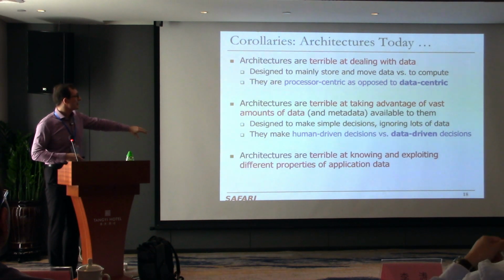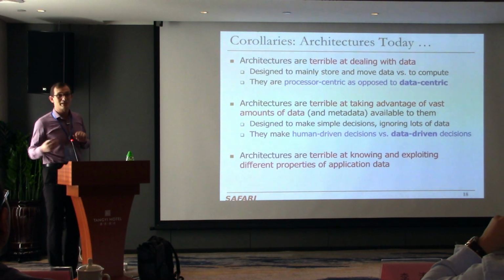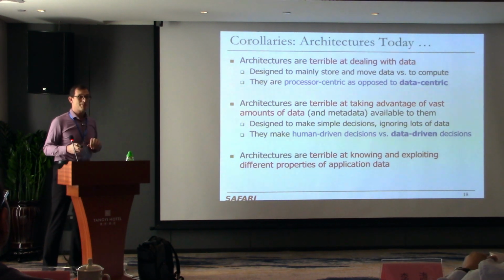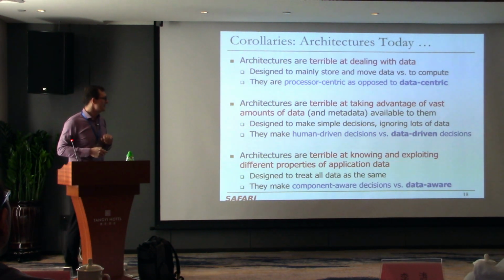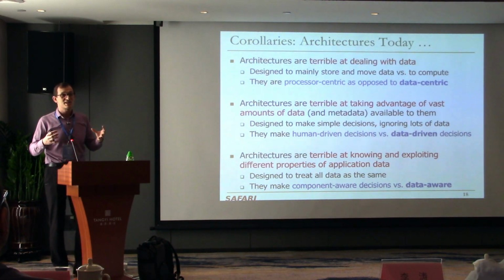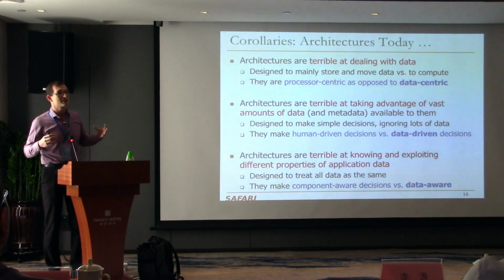And the last corollary is that architectures today are terrible at knowing and exploiting different properties of application data. They're designed to treat all data as the same, for the most part. This is because they make component-aware decisions as opposed to data-aware decisions, and this is going to become very clear.